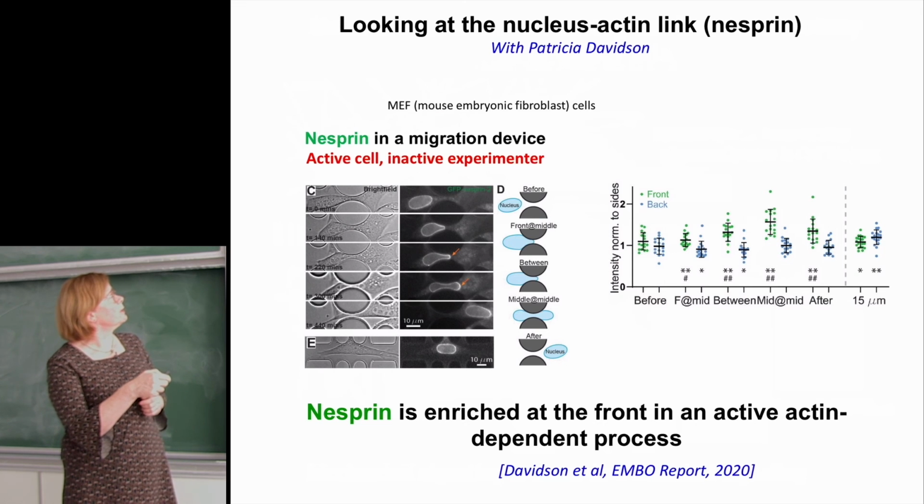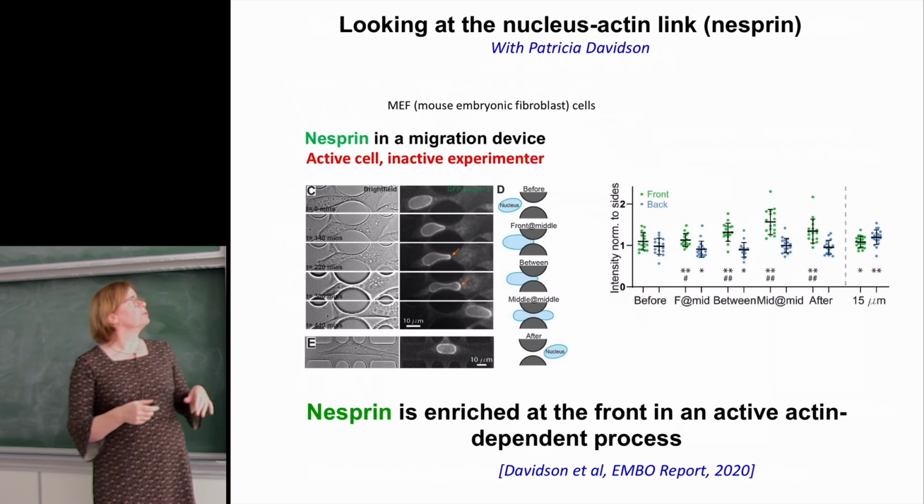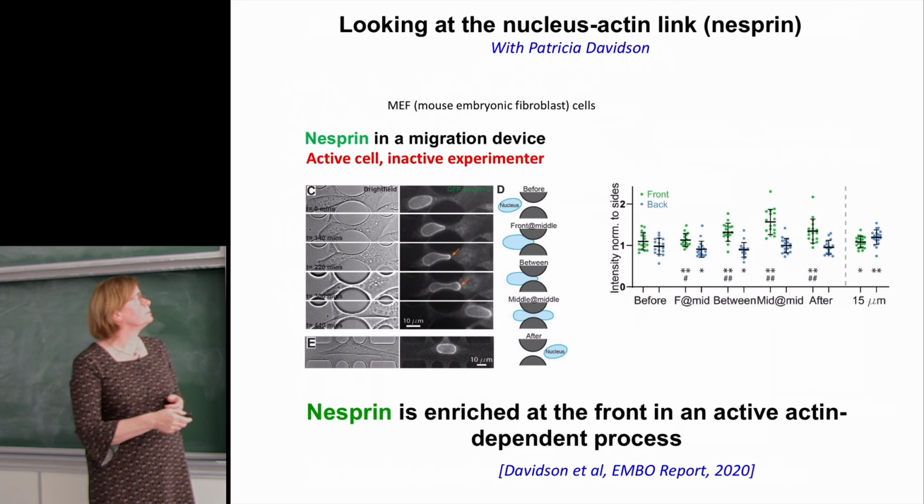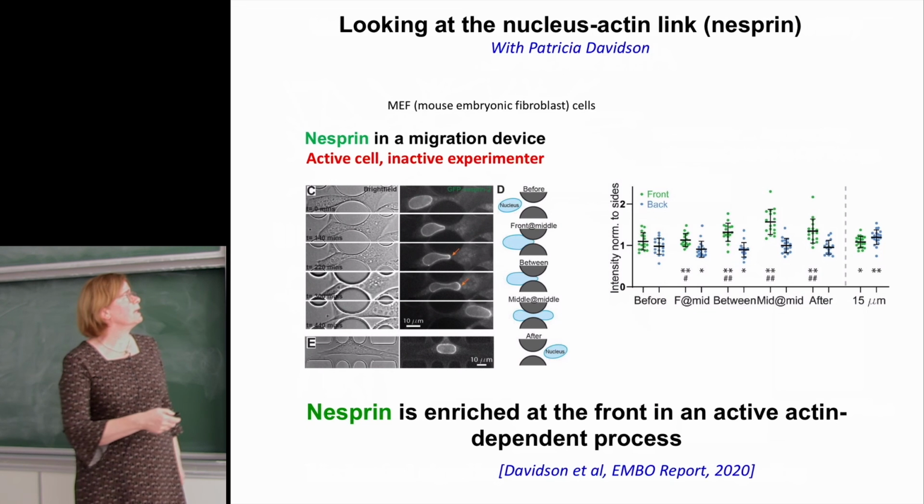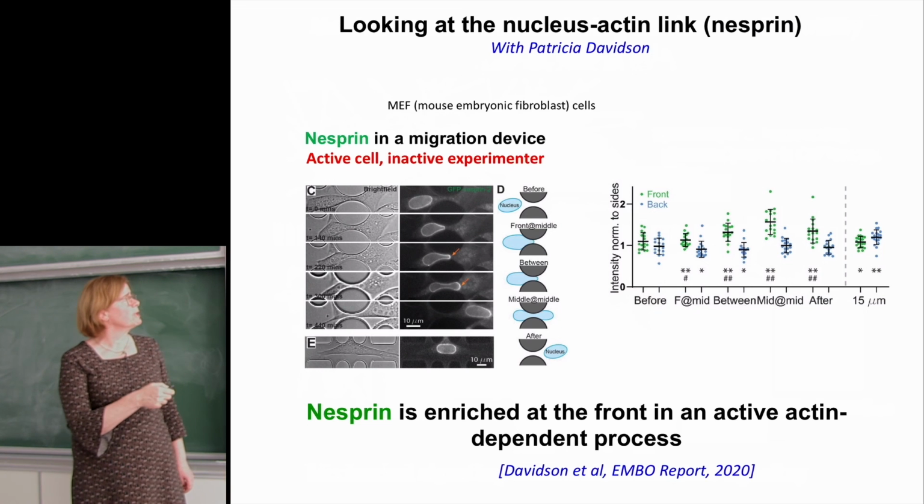So the nesprine goes to the front. You have an accumulation of nesprine at the front, as if, but we are not sure yet, as if actin was able to pull the nucleus through. Here it's the same sort of cell going through large avenues, and you see that there is no accumulation of this link to actin at the front. This is a quantification here. So the result we got is that nesprine is enriched at the front.